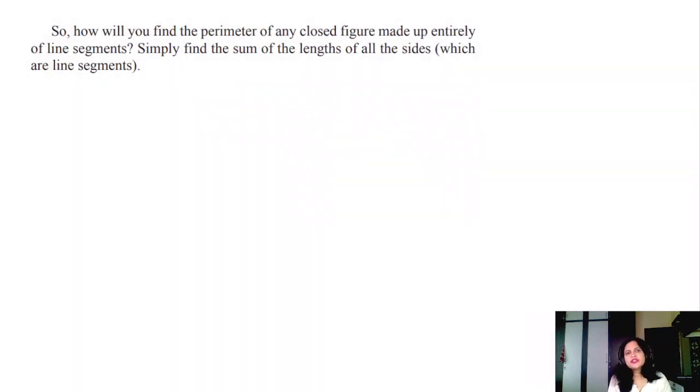So, how will you find the perimeter of any closed figure made up entirely of line segments? Simply find the sum of the lengths of all the sides which are the line segments.